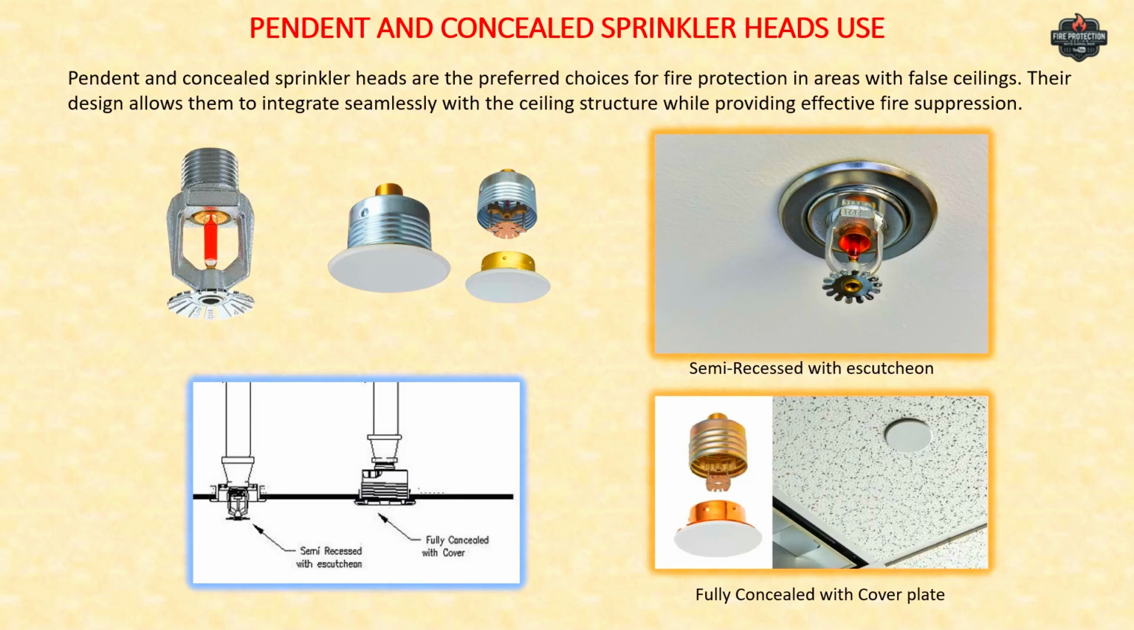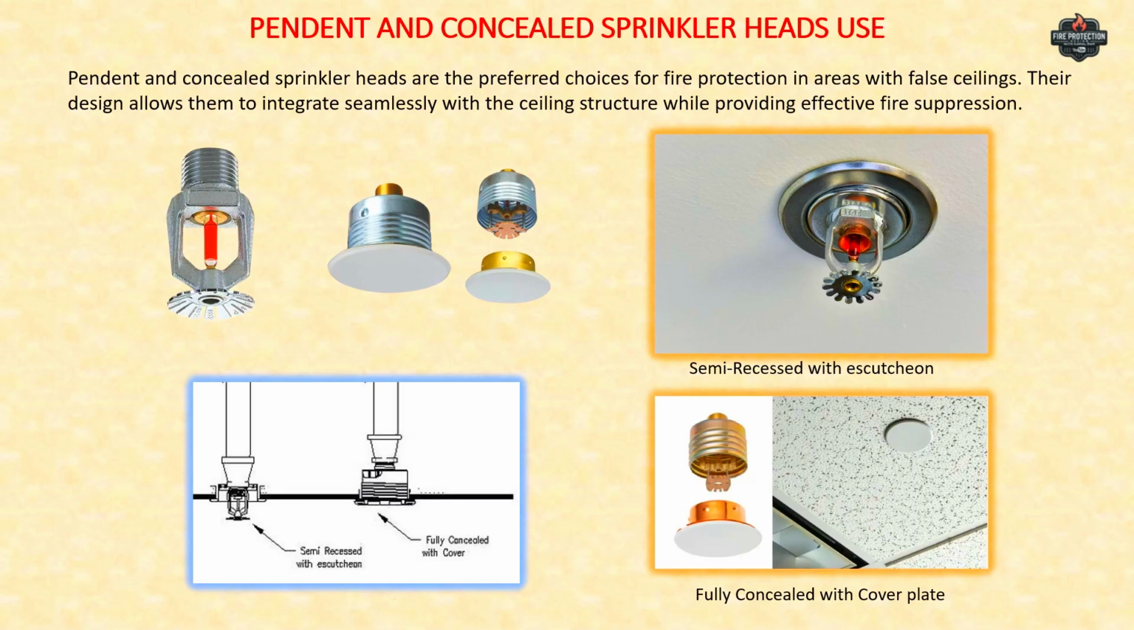Now we'll see pendant and concealed sprinkler heads use. Pendant sprinklers are installed with the deflector facing downwards, making them ideal for spaces with false ceilings. These sprinklers are typically seen in residential buildings, offices and hotels.